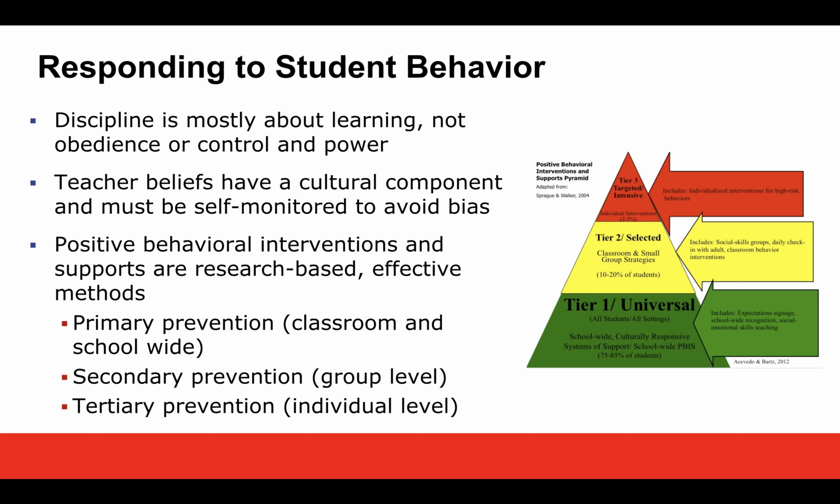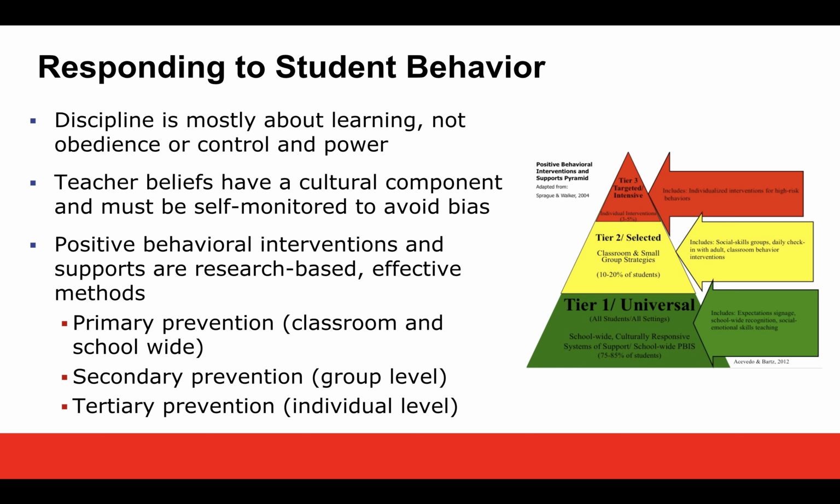But the multi-tiered system of support is designed to help students, A, get the supports they need at a tiered level that's appropriate for their needs without necessarily being directly referred to special education services, and B, to help manage behavior on a school-wide level.